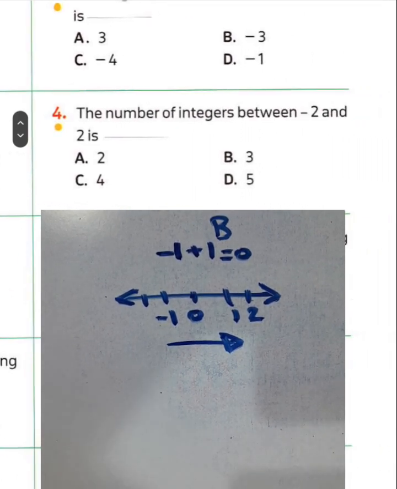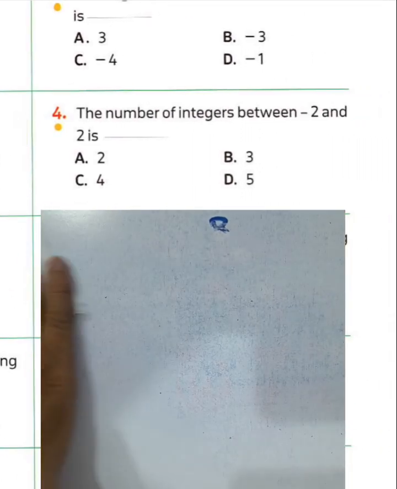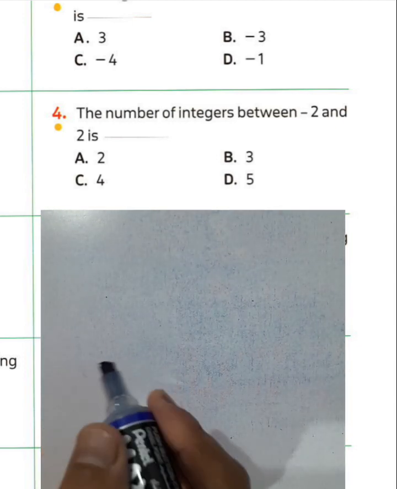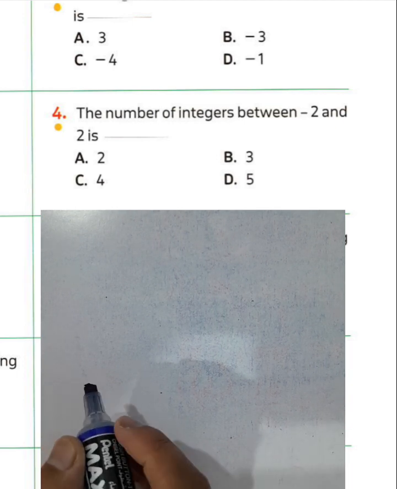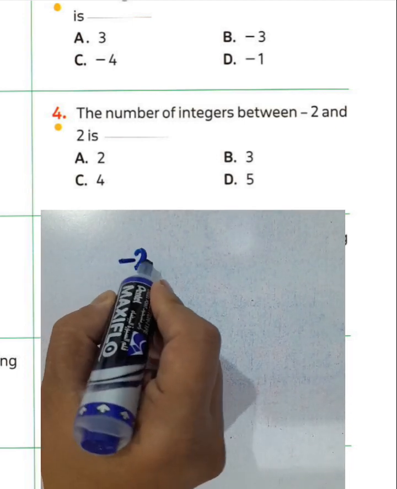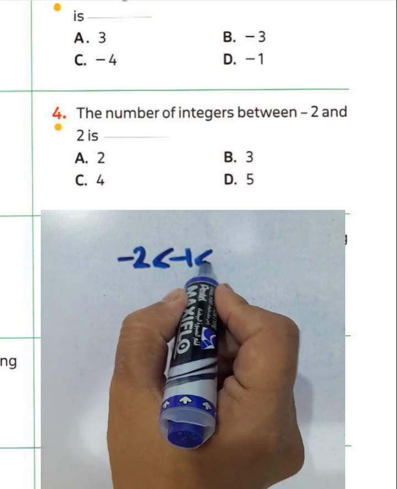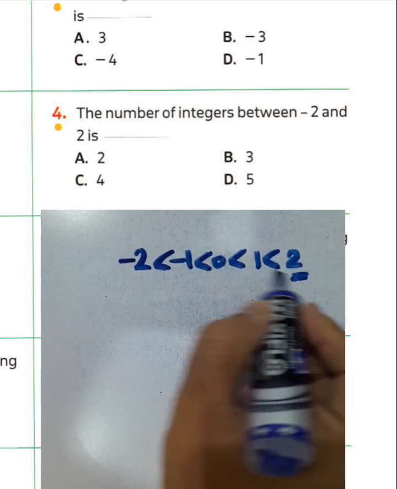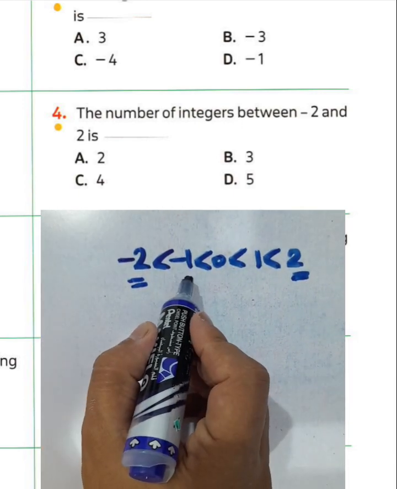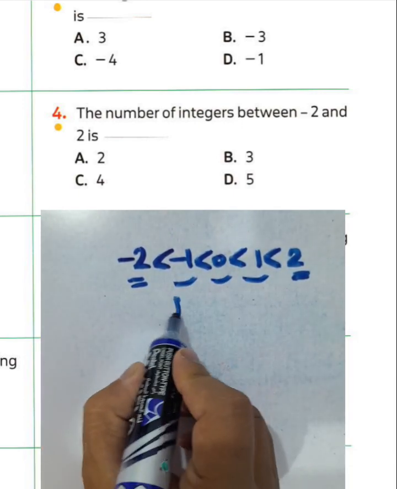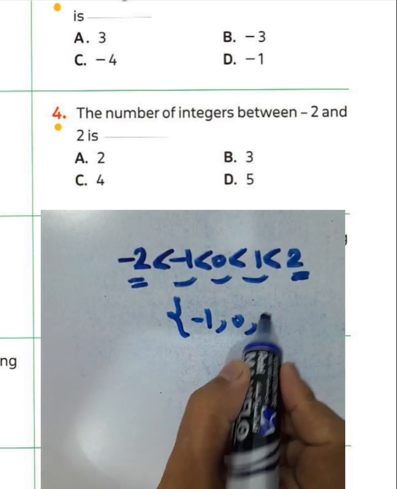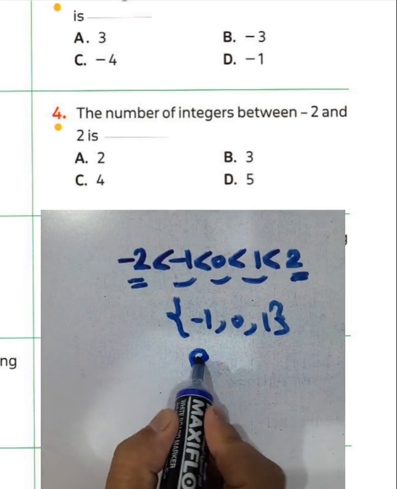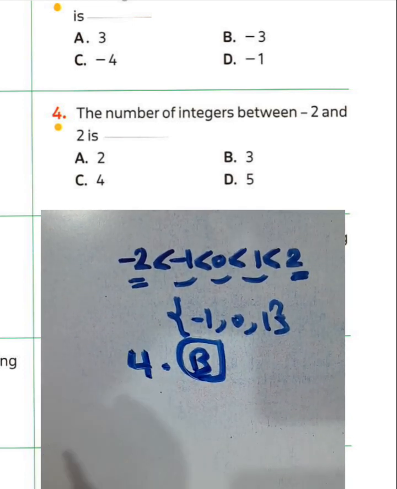Question number 4. The number of integers between -2 and 2. You must find the integers and count all results. We have -2 less than -1 less than 0 less than 1 less than 2. Between them we have -1, 0 and 1. We can count them: 1, 2, 3. Then we have 3 integers. Choose letter B for question number 4.